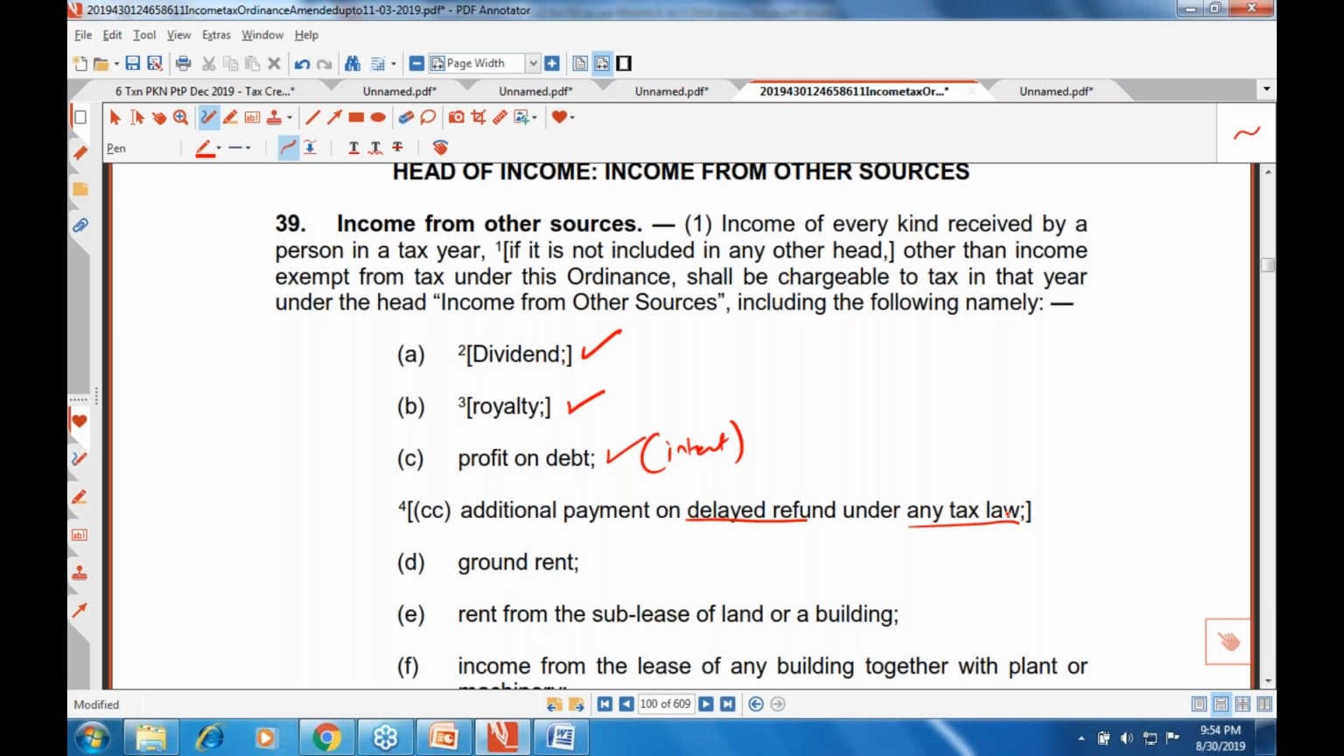For example, even in the income tax ordinance, there is a law that if you have filed a return and claimed a refund from the tax authorities, they have to pay you the refund in X number of time. If the tax authorities don't settle the refund in X number of time, then you are eligible to claim a penalty or additional payment or a surcharge from the tax authority on that specific refund.